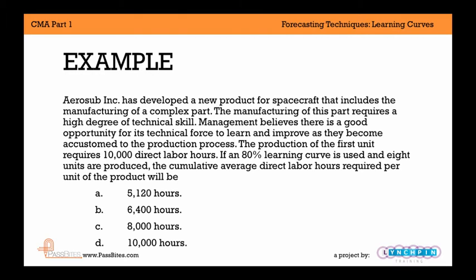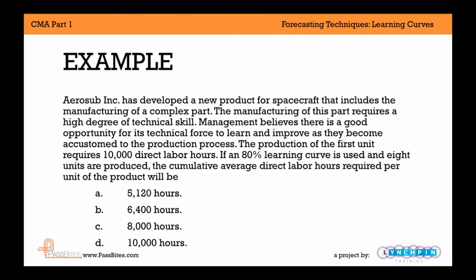The manufacturing of this part requires a high degree of technical skill. Management believes there is a good opportunity for its technical force to learn and improve as they become accustomed to the production process. The production of the first unit requires 10,000 direct labor hours. If an 80% learning curve is used and 8 units are produced, the cumulative average direct labor hours required per unit of the product will be how much?